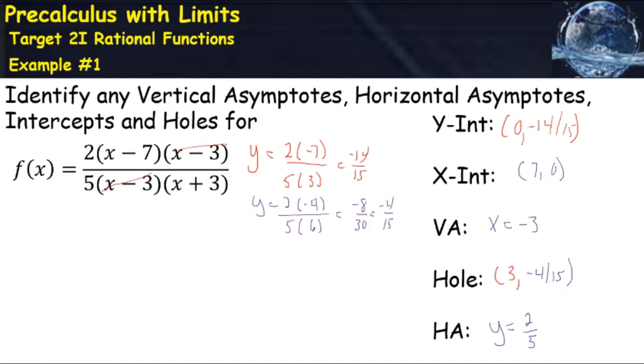So let me just make sure. Negative 14/15, 7, 0, negative 3, 3, negative 4/15, and 2/5. Yep. In the case where the degree of the denominator is greater than the degree of the numerator, then the horizontal asymptote is just y equals 0.